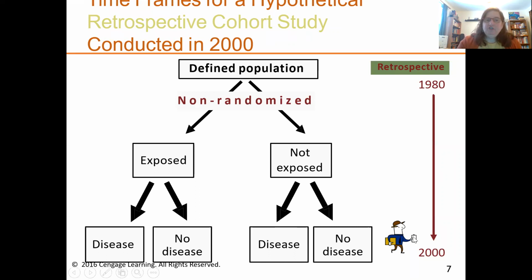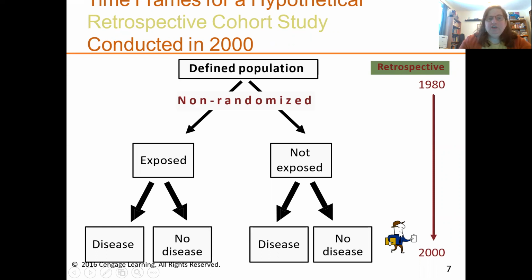Now here you get to start at the disease part. So you can pull people who already have coronary heart disease and those who do not.